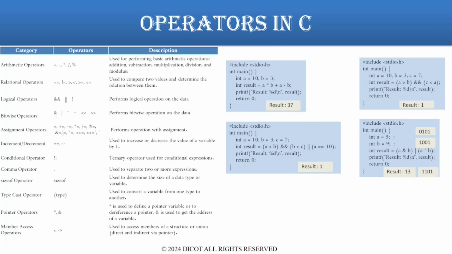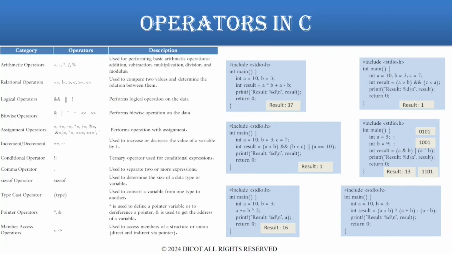Assignment operators. Let's try to evaluate an expression a addition assigned to b multiplied with 2. This is a compound expression with addition, assignment and multiplication. Initially, the values of a and b are 10 and 3. The output in this case is result 16.